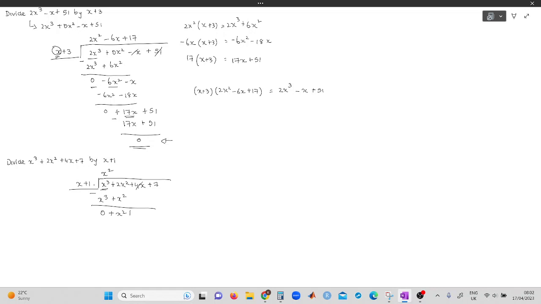I'll bring down the 4x. We continue. First term in the polynomial, x squared, divided by the first term of the dividing factor, x, gives me x. And then what will I do next? I will multiply x by x plus 1. So x squared plus x. We write here x squared plus x. I will subtract: x squared minus x squared is 0. 4x minus x is 3x. Bring down 7.